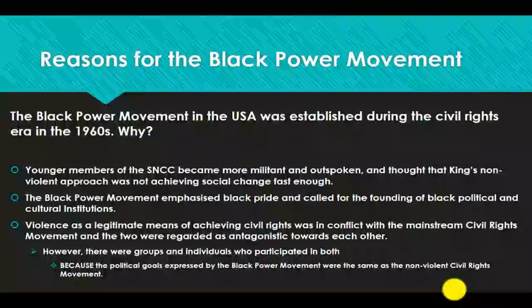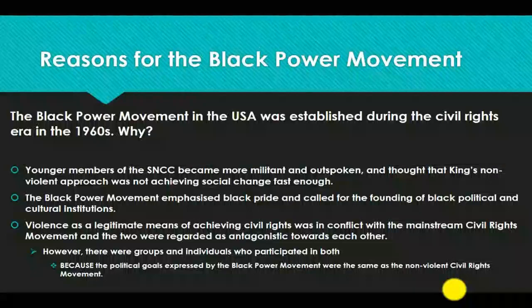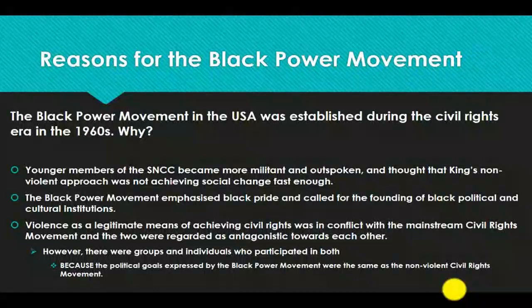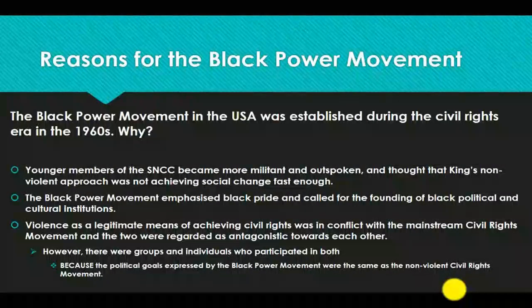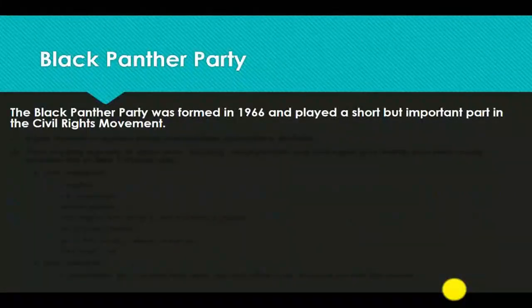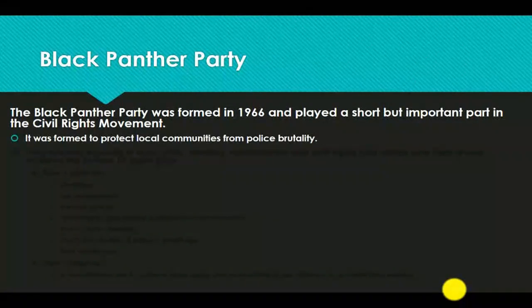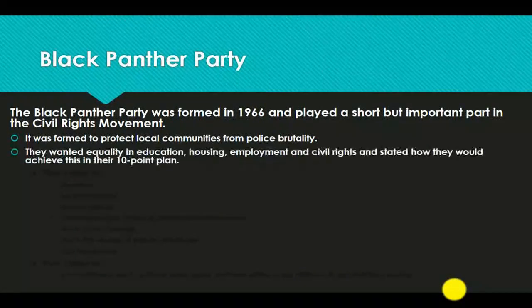But there were groups and individuals who participated in both, because the political goals expressed by the Black Power movement were the same as the non-violent civil rights movement. So the Black Panther Party was formed in 1966 and played a short but important part in the civil rights movement. It was formed to protect local communities from police brutality.